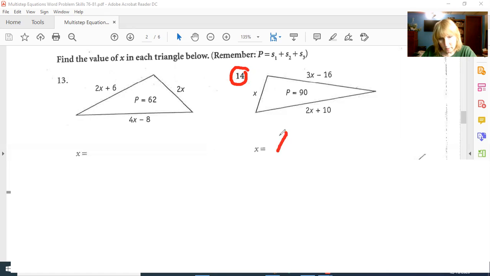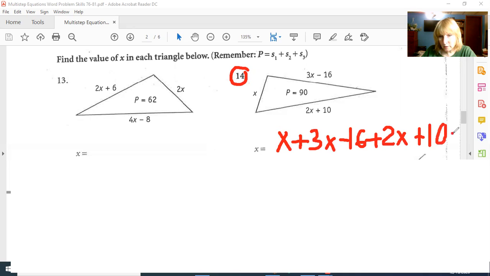We have x, first side, plus the second side, which is 3x minus 16, plus the third side, which is 2x plus 10. And that equals, in the middle there, it tells us the perimeter, P, that equals 90.